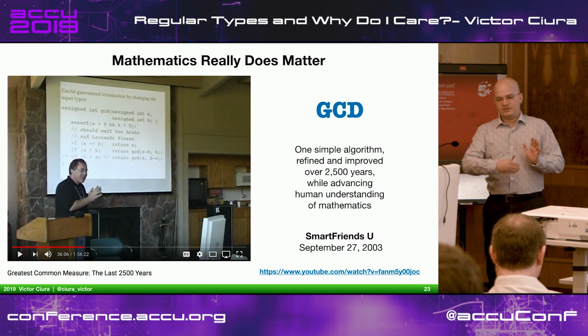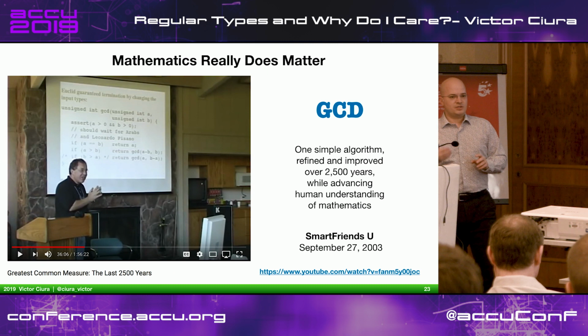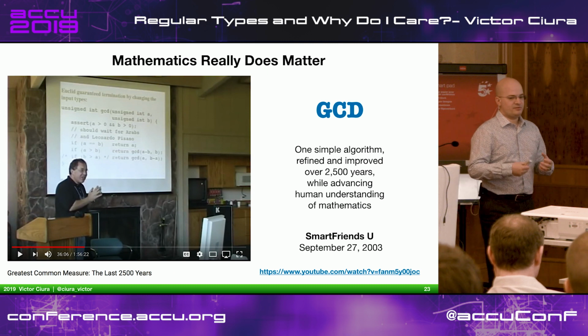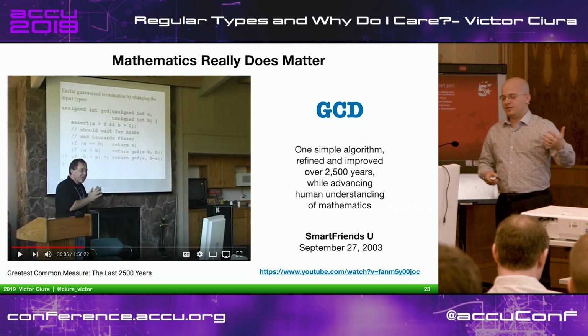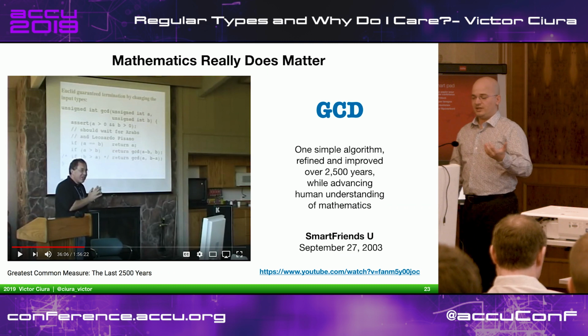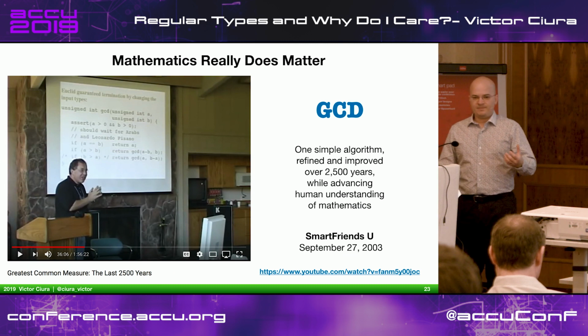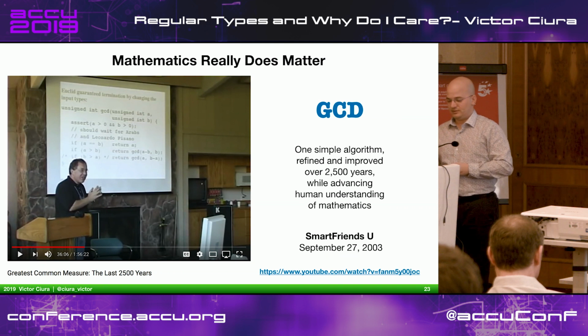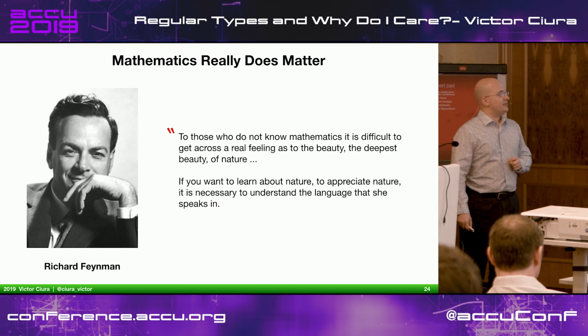You can follow a very simple algorithm like GCD and its evolution over 2,000 years and see how it shaped mathematics, refining and generating new concepts and generalizations on this very simple algorithm, and how we got here from basically the Egyptians up through modern day mathematics and computer science. And mathematics, yes, it really does matter.